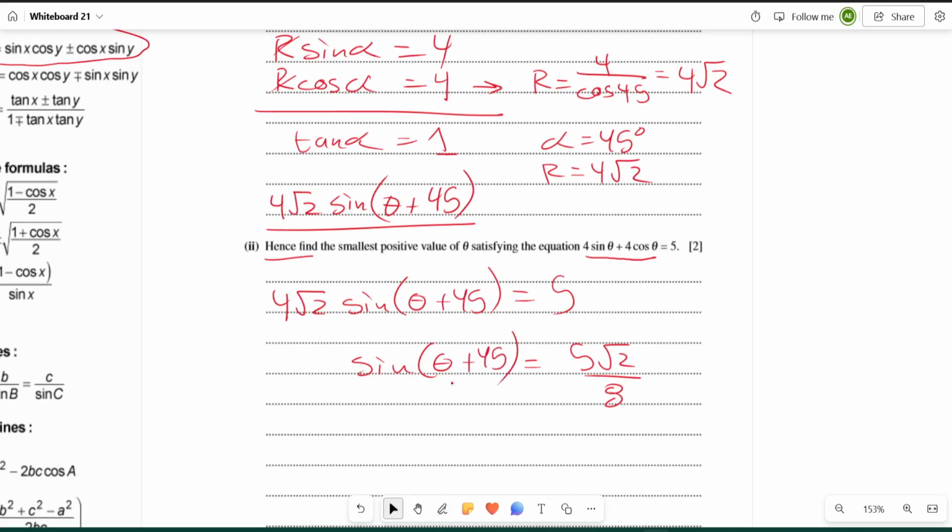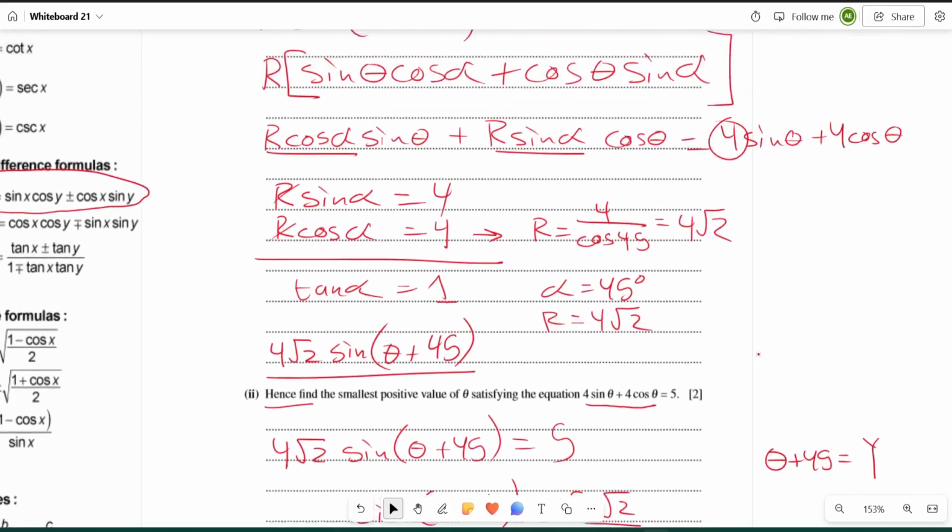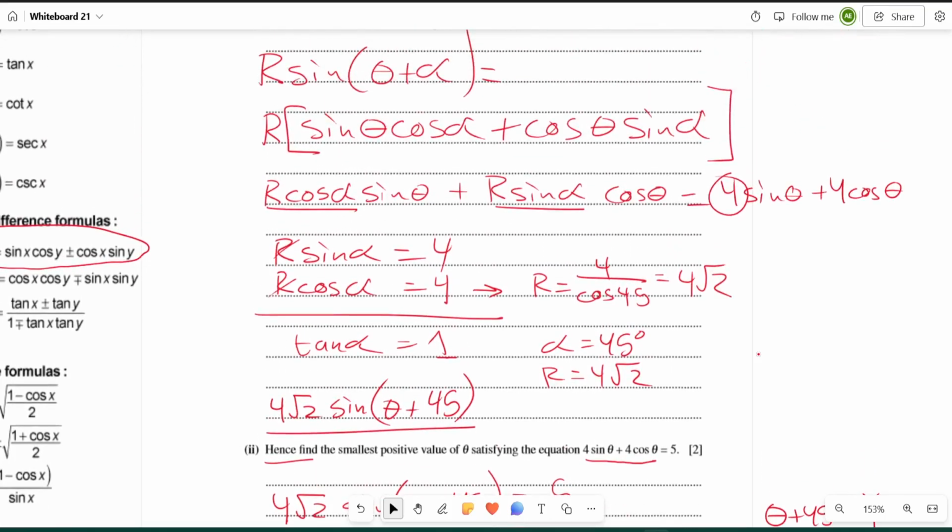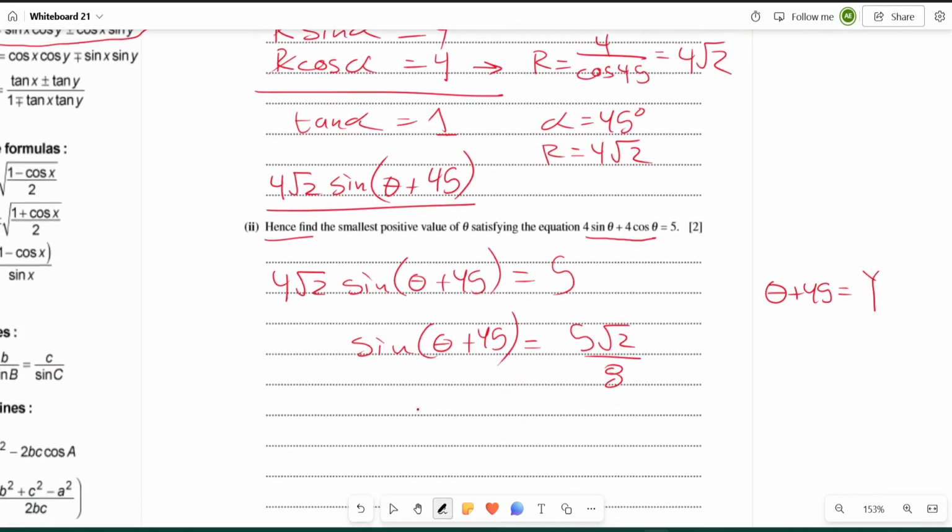So straight away I can solve. I have everything in terms of one function. However, again, I don't like lots of things inside the sine. I just want one single thing. So I'm going to do what we always do, which is say that theta plus 45 is going to equal y. Now, do we have a range? No, it just wants the smallest positive value, so we don't need to do anything for the range. So sine y is going to equal 5 root 2 over 8.